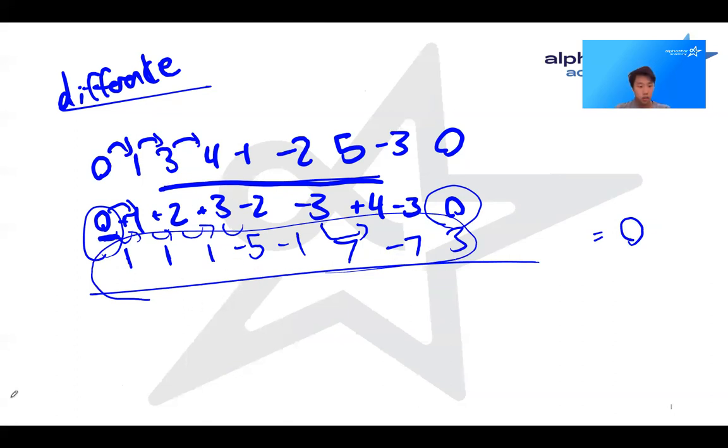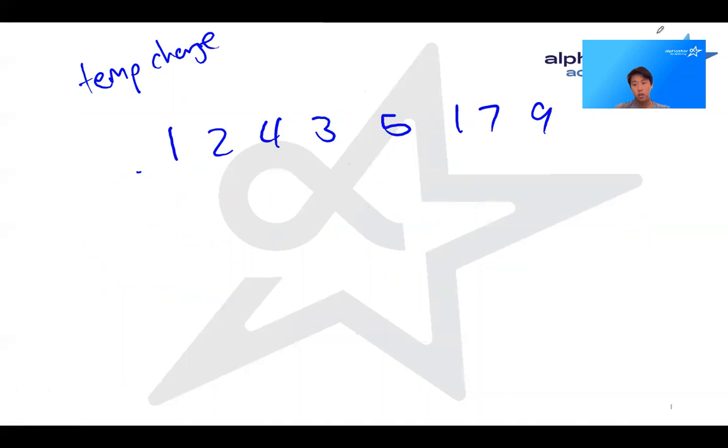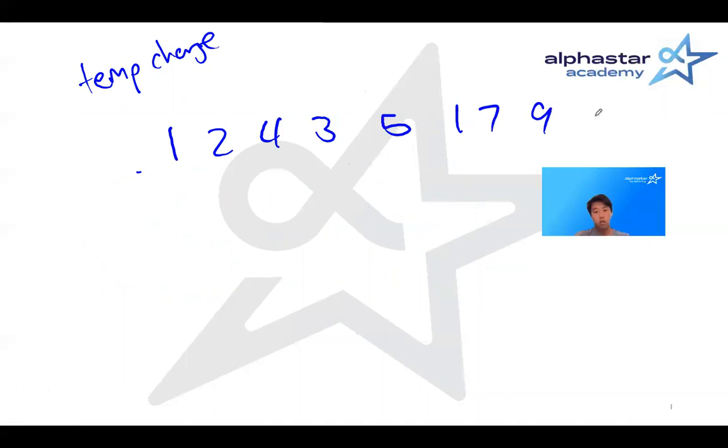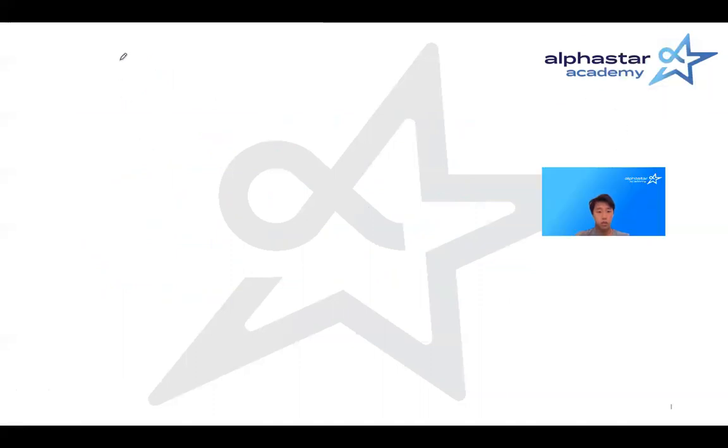Let me draw this again in a neater tab so that we have a better idea what's going on. So our original array, called the temp change array, might be like 1, 2, 4, 3, 5, 1, 7, 9. Wait, no, this is all positive numbers. We want to do some variation to this. 1, 2, -1, -2, -1. This is 2, this is 3, this is -2.